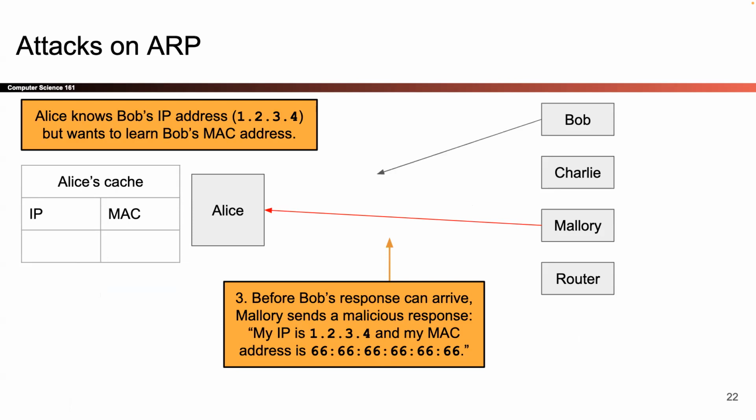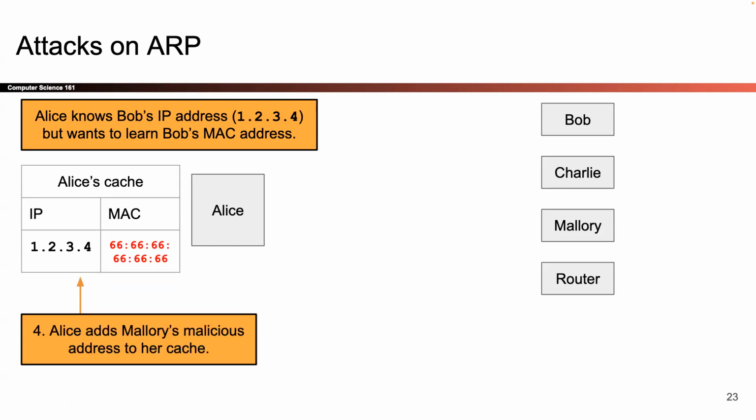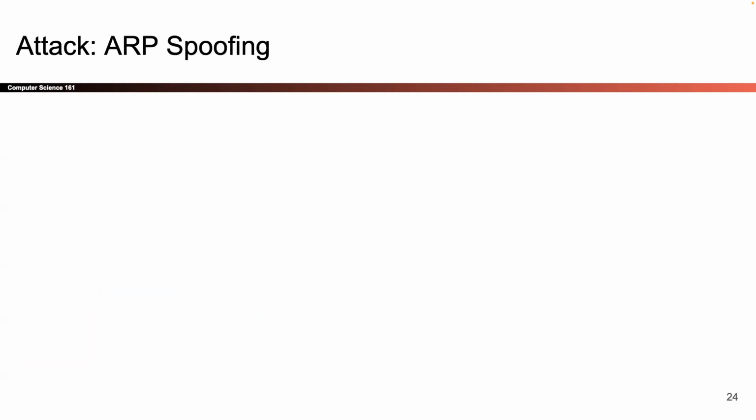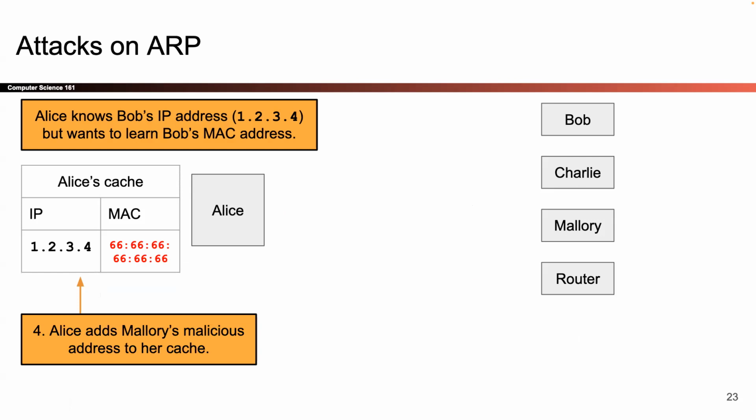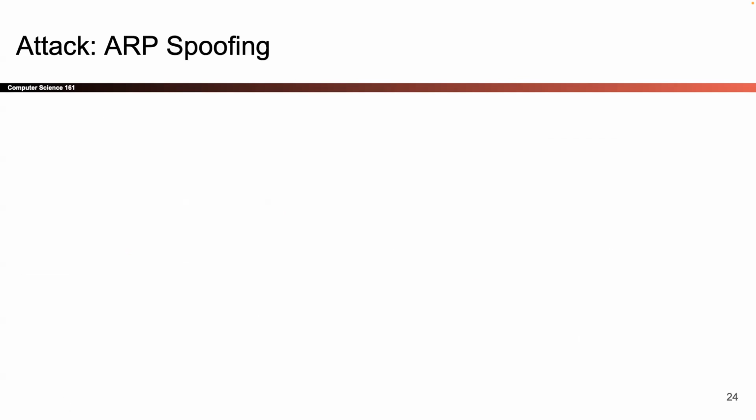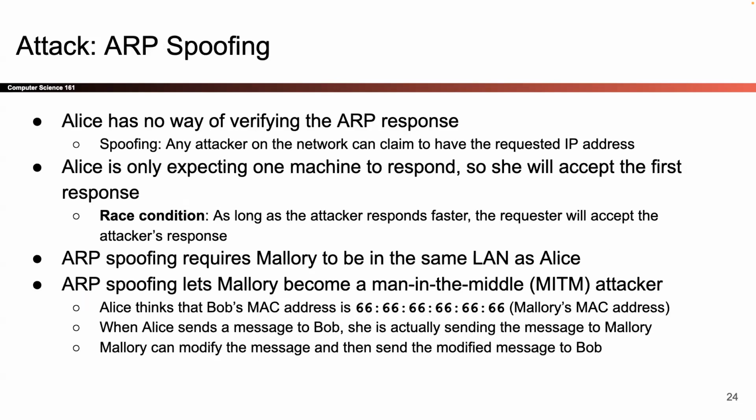If her answer gets there before Bob's answer, then Alice will accept Mallory's answer and cache it. The consequence of this attack is that in the future, if Alice ever wants to send a message to Bob, she looks in her cache and says, well, where's Bob? Bob apparently lives at this MAC address, so I'm going to send a message there, and the message gets sent to Mallory instead. Okay, so here were the properties of ARP spoofing and why it's a problem. The one problem that we talked about at the tail end of last time is that Alice has no way of verifying the response.